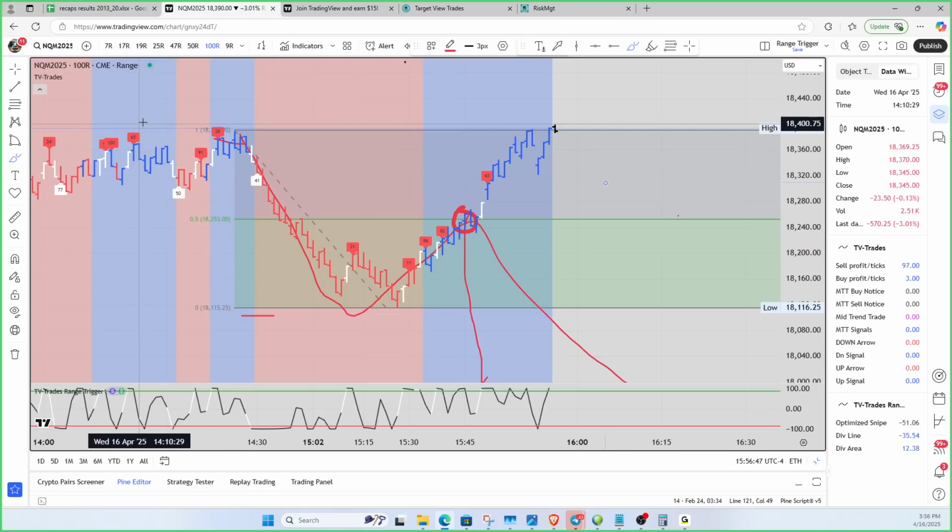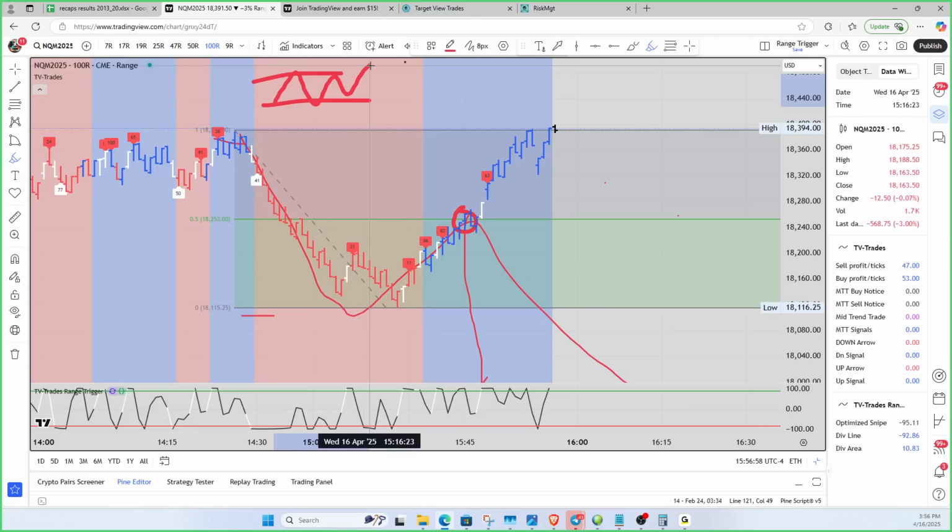Now the triangle chop is also the same way. Let me draw it for you so you can see. I'm running out of time here, but let me draw it for you. All right, so the best kind of chop, if you're going to be in chop, is going to be channel chop like that, where it's range bound. So you can buy here, sell here, buy here, sell here, buy here, sell here.